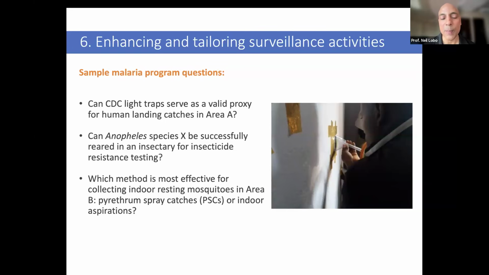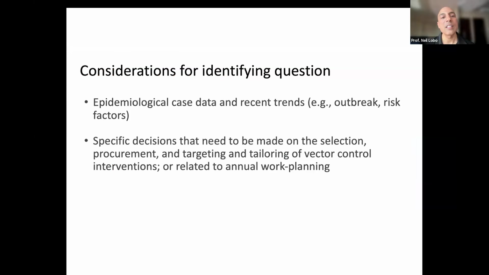Think about how they're different. We might get to this on another slide, right? So when you're identifying these questions, factor in other data that you might have, such as epidemiological data, trends in cases. Is there an outbreak? What are the risk factors already present, right? Ask your question considering the entire system that's going on, all the information you have in your system, right? And specific decisions might need to be made based on your question, right?